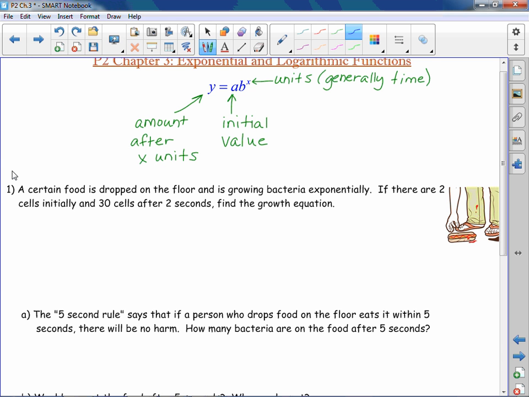Okay, if there are 2 cells initially and 30 cells after 2 seconds, find the growth equation. All right, so we're going to start with A, the initial value. 2. There are 2 initially. Now 30 is the amount after how long? 2 seconds, so B to the 2.